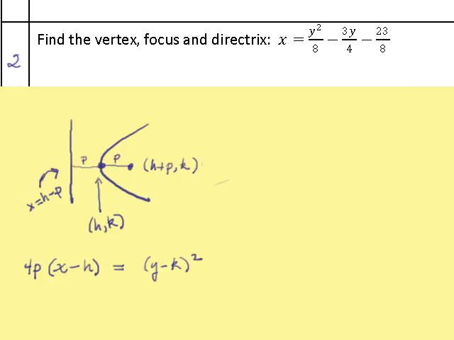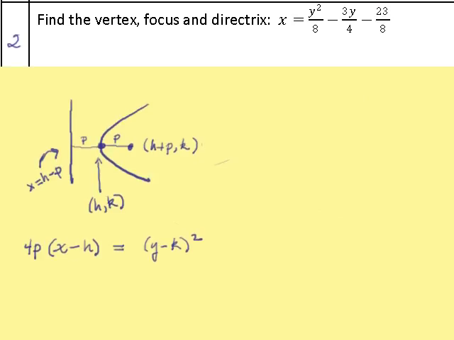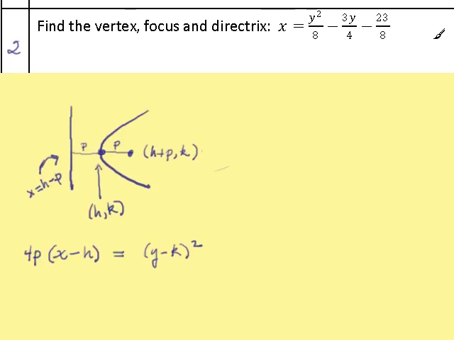In number 2, we have a horizontal parabola facing either right or left. We know that because we have a y squared term, and x is not squared. Since the coefficient of y squared is positive, then it opens to the right. So this is the picture.